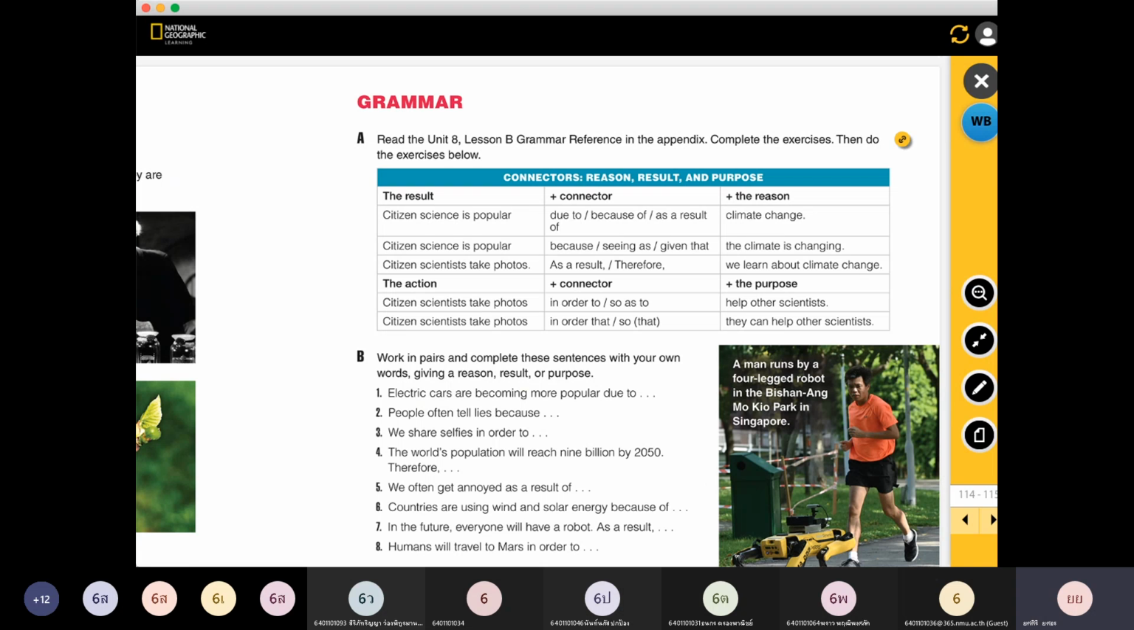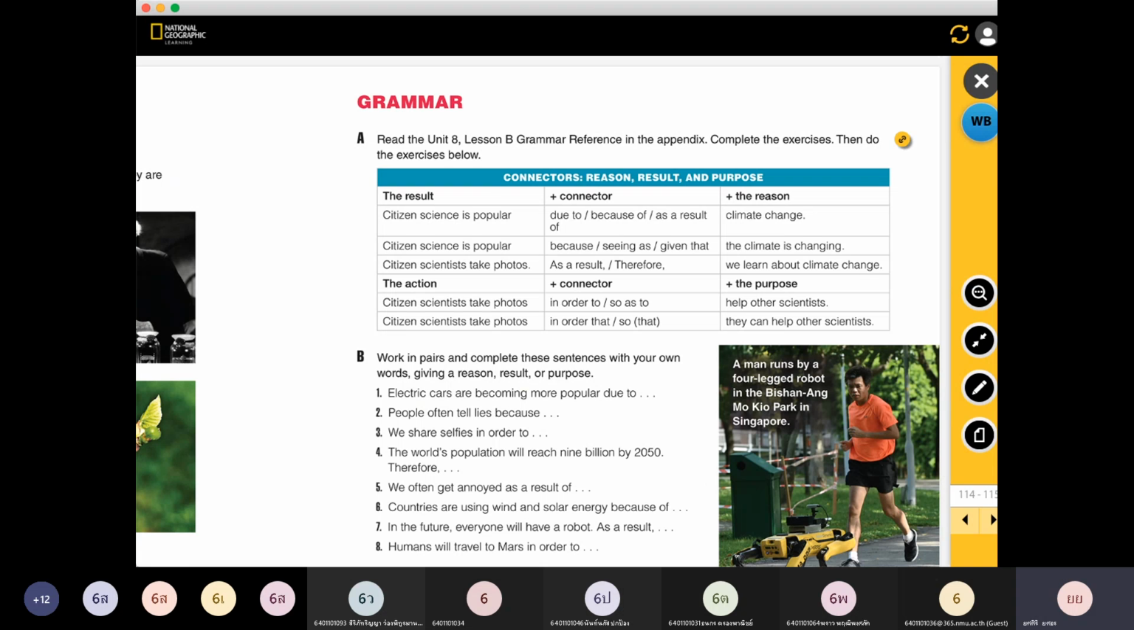As you can see from the table, it depends again on what you want to focus on. You want to focus on the result first, or you want to focus on the action first. When we use these, we use the connectors in order to combine them all together.